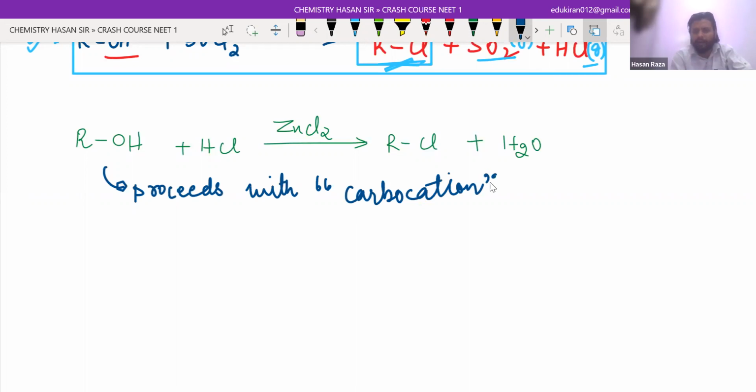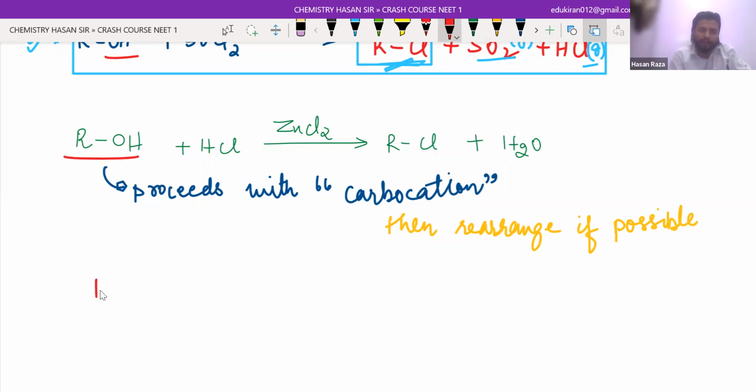And whenever in any reaction carbocation formation takes place as an intermediate, then rearrange if possible. All I want to say is that I'll show you with an example. This is the reaction. If I write it step by step, see what will happen.